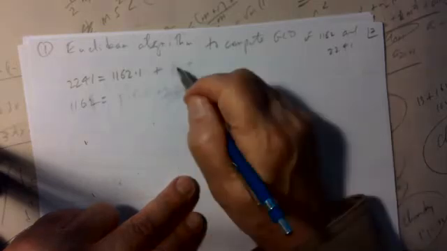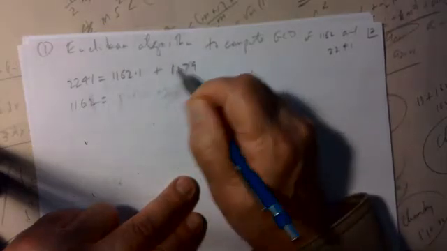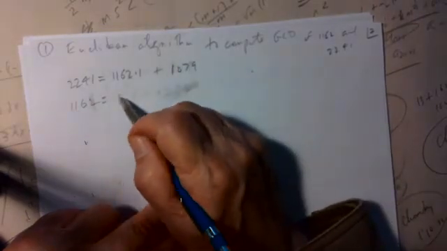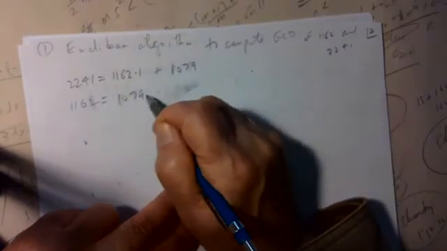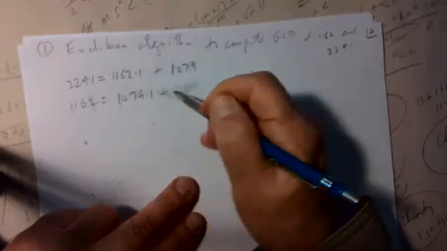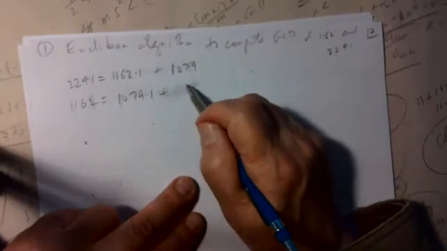So I always say you should never do things in your head. And I don't like to do things in my head. So let me just do it. 11 take away 2 is 9. 13 take away 6 is 7. 1 take away 1 is 0. 1079. And when you divide 1162 by 1079, you get a quotient of 1 and a remainder of 83.